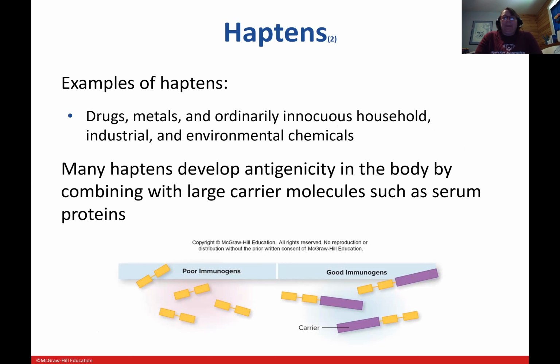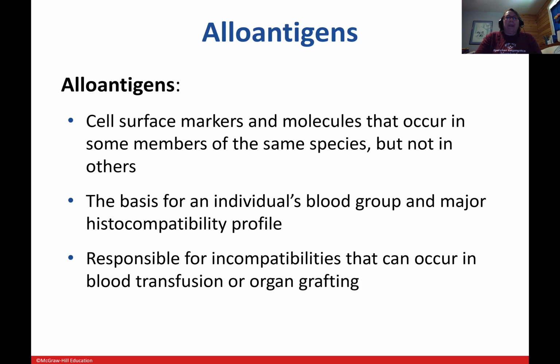So here are examples of that sort of thing: drugs, metals, ordinary chemicals, environmental chemicals, so household things. When they combine with larger carrier molecules like serum proteins, many of which are explicitly there just to carry stuff around in the blood, to pick smaller things out of the blood and carry them from one point to the next, that would be enough to take it over the edge to become an immunogenic molecule.